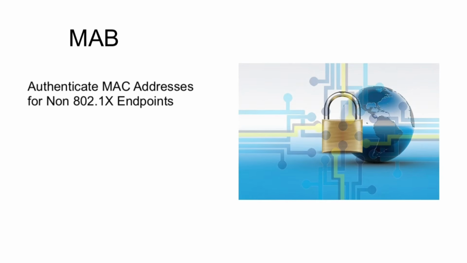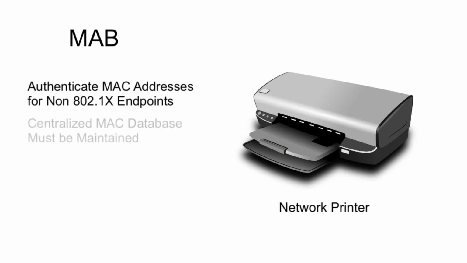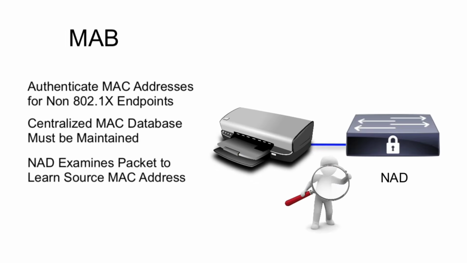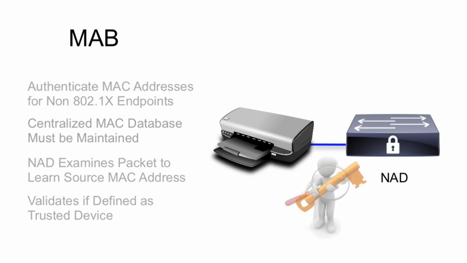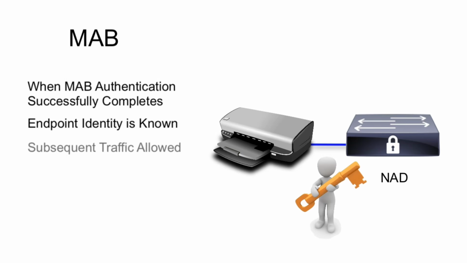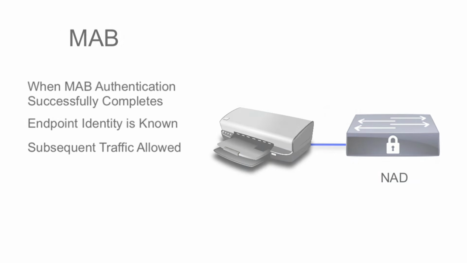Next, MAB is used to authenticate the MAC addresses of endpoints that do not have the ability to perform 802.1x, such as printers. In order to use MAB, a centralized database of MAC addresses for all trusted endpoints in the network must be created and maintained. When an endpoint is connected, the NAD examines a single packet to learn the source MAC address and validate it as a defined trusted device. Once the MAB authentication process has succeeded, the endpoint identity is now known and all of the subsequent traffic from that MAC address is allowed.